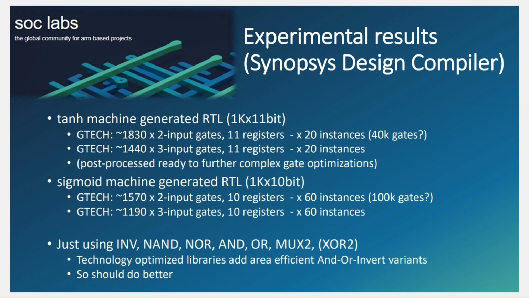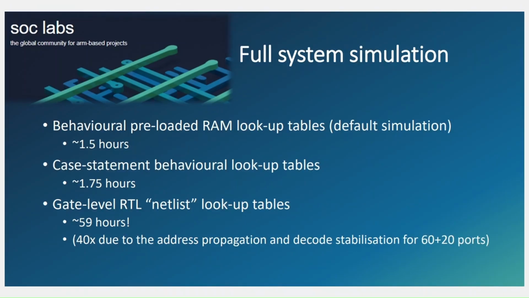The implementation of the tanh and the sigmoid, as we said, requires lots of resources. For the tanh, it requires around 40K gates, and for the sigmoid, around 100K gates. And we use inverters, NAND gates, NOR gates, OR gates, and the XOR2 multiplexer.